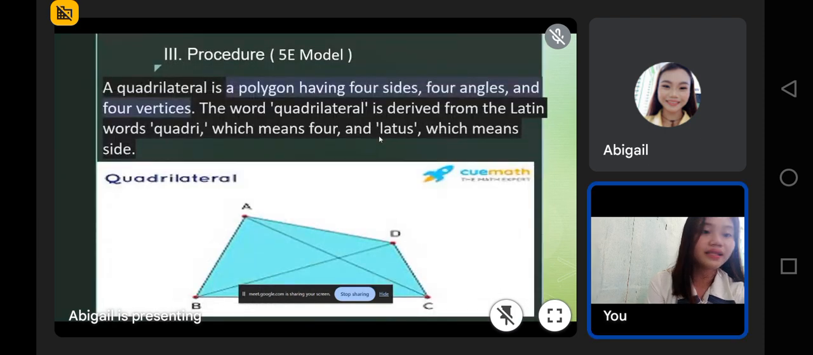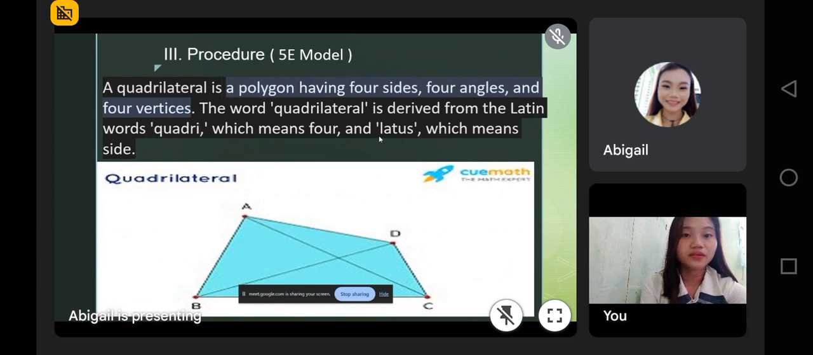Again, my topic is about quadrilaterals, polygons having 4 sides, 4 angles and 4 vertices. The word quadrilateral is derived from the Latin.